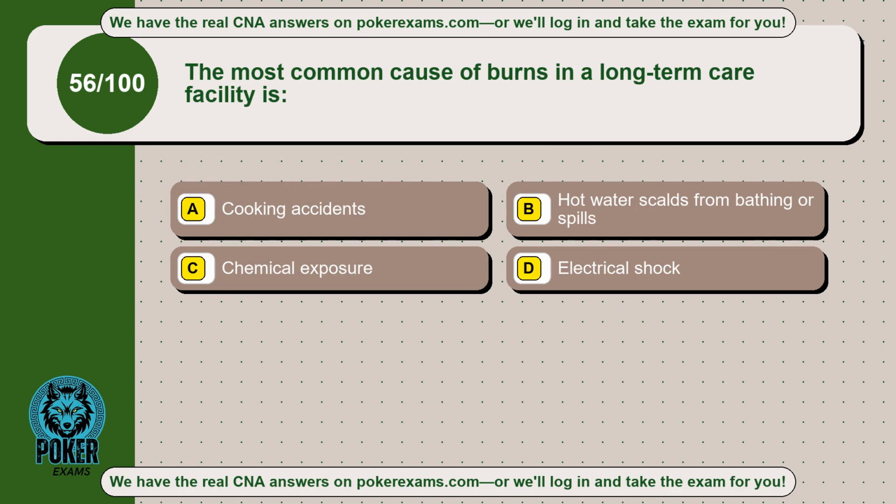Question 56. The most common cause of burns in a long-term care facility is: Option A, cooking accidents. Option B, hot water scalds from bathing or spills. Option C, chemical exposure. Option D, electrical shock.